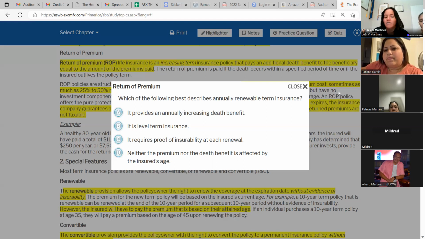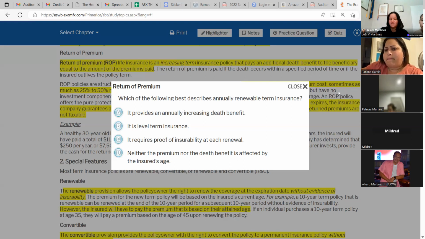So we're taking C out of the running because we remember annually renewable term does not require proof of insurability at any renewal. And taking out B, because level term insurance was not the renewable one. Well, read the question. It says annual renewable term insurance.